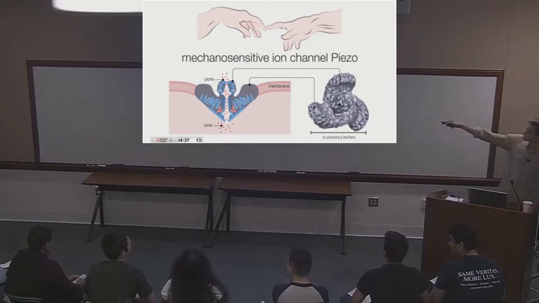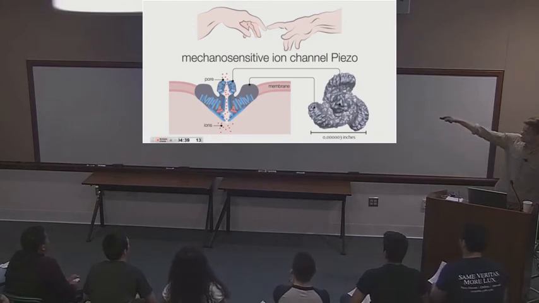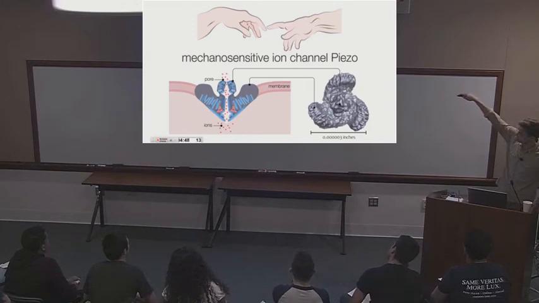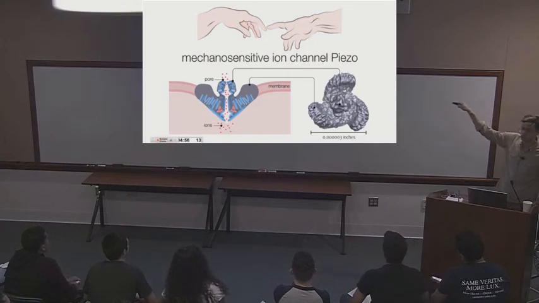So this is just a diagram of the channel in the membrane. But this is an actual photo of it. It's an electron image. We view it from the top, right? We just rotated it here. And please pay attention to this scale bar just to notice how extremely small that is. And this is the reason why all of us here feel touch, because of this guy.